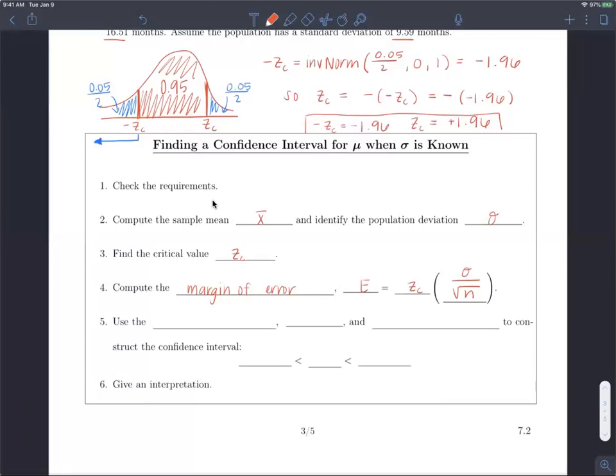After you figure out your margin of error, you're going to take your point estimate, which remember we talked about in the beginning of this section, that's X bar for this section. And then you take that and your margin of error to construct the confidence interval. And so you're going to have X bar minus E, x bar plus e, and then what should go right here?